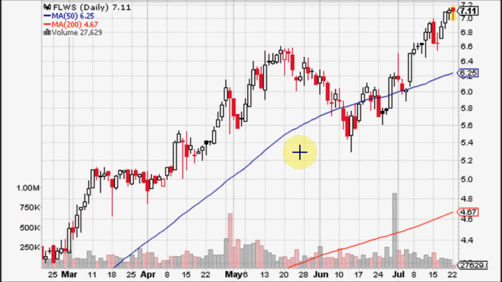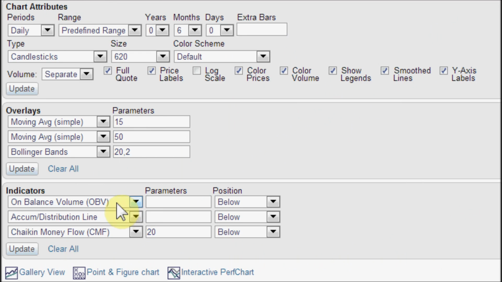Let's start by loading up the three lower indicators that make up stock chart setup number 2 on this chart for FLWS. Now when you scroll down below the chart into the chart attributes area, what you see above the indicators area is exactly the same as it is for stock chart setup number 1. The only changes we will make are these three indicators.